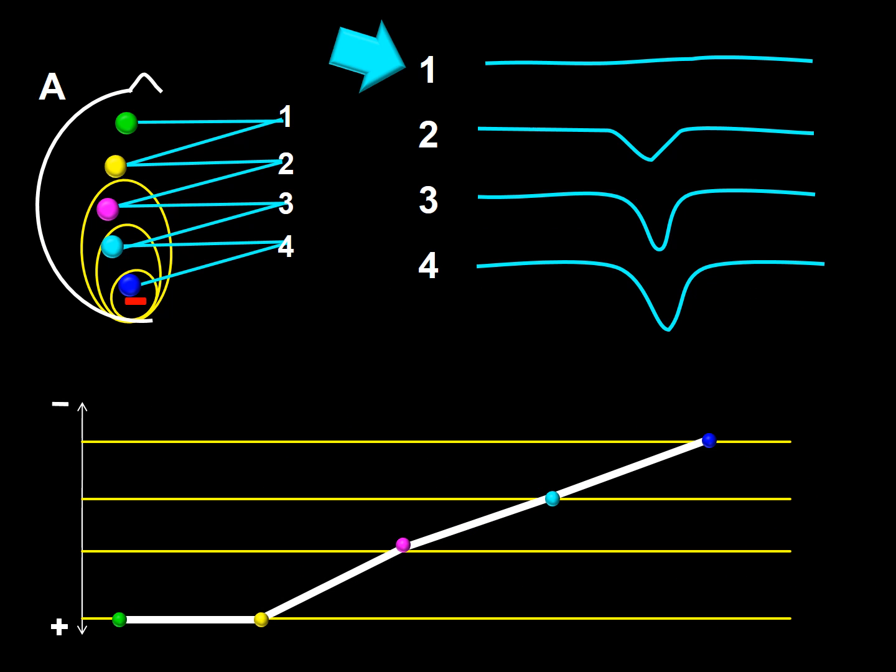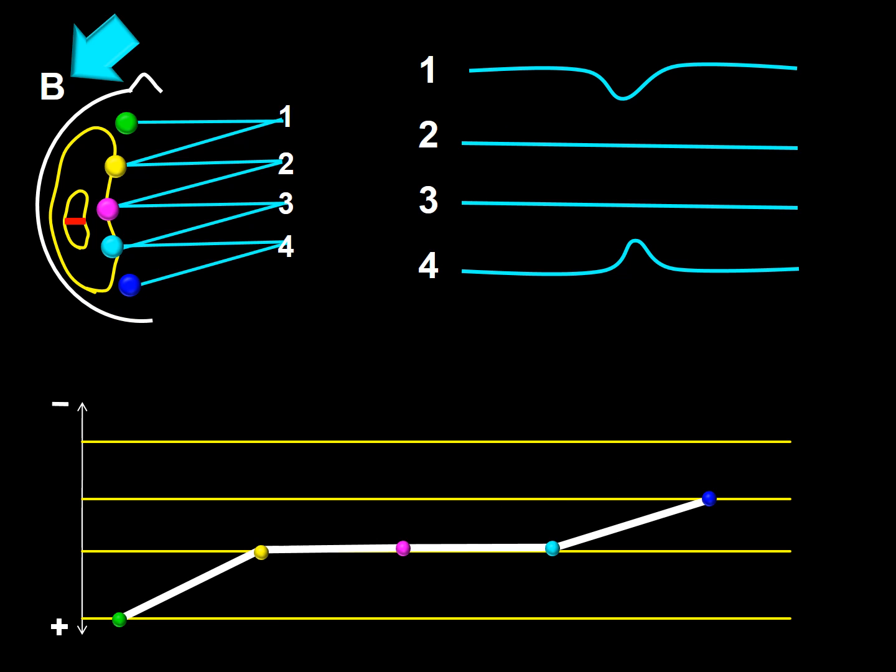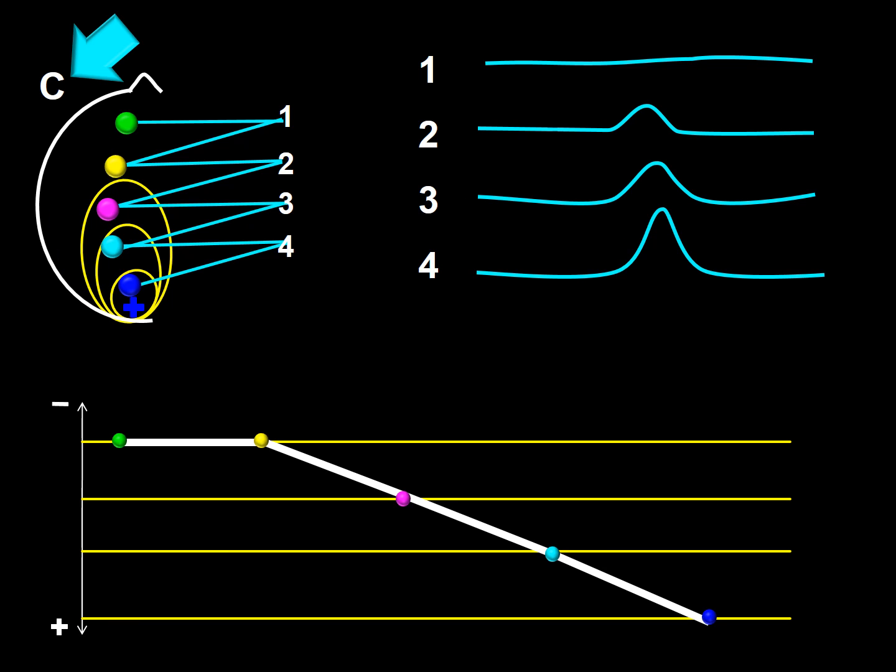This frame includes the tracing cartoon, the isopotential map, and the polarity graph corresponding to option A. This one shows the same representation for option B. Please take a moment to review them. And this one for option C. Again, take a few seconds to review it.